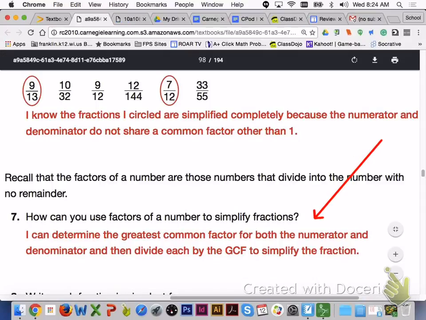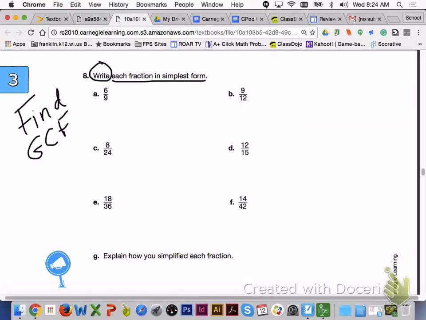You can use factors to simplify fractions by determining the greatest common factor for both the numerator and denominator. Then you can divide the numerator and denominator by the GCF to simplify the fraction. Answer number 8, letters A through F with your group members. Find the GCF to write each fraction in simplest form.